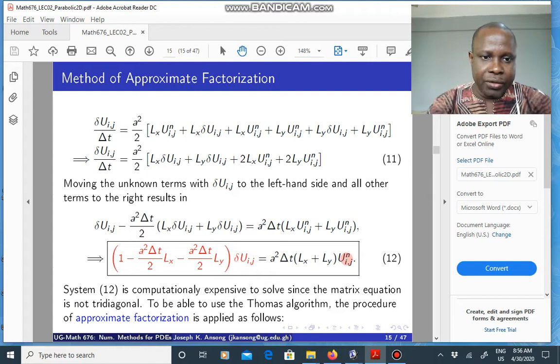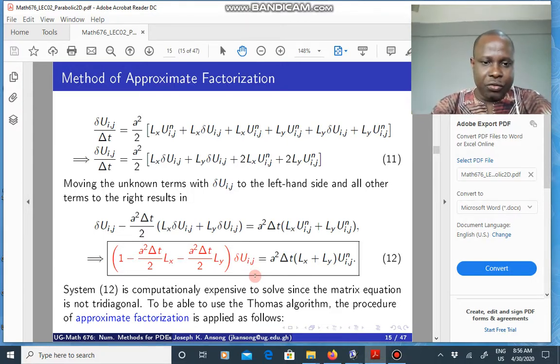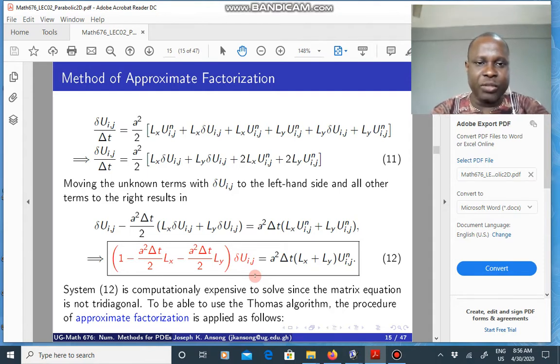Okay, so using the operators and using the Crank-Nicolson scheme, you get this. So we haven't really done anything about factorization. We just rewrote the Crank-Nicolson scheme in a nice compact form. Okay, that's what we've done. Now this is where we apply the so-called approximate factorization method.